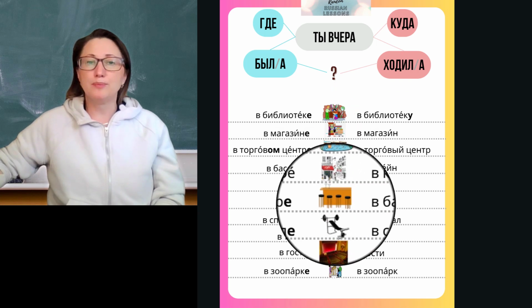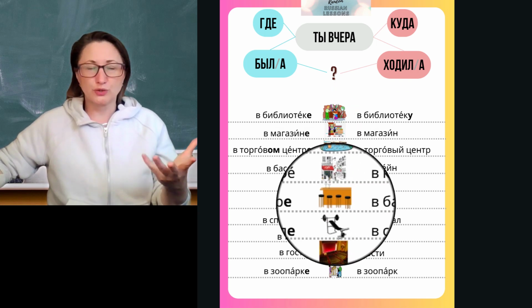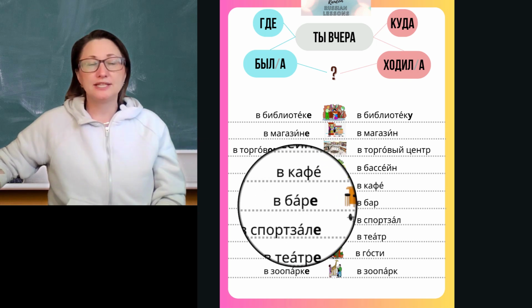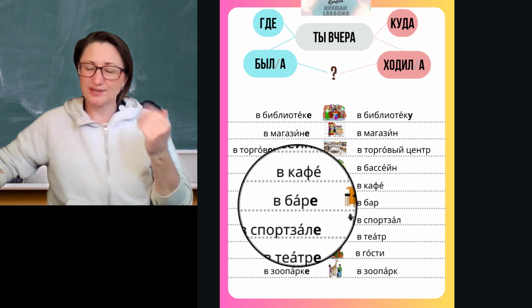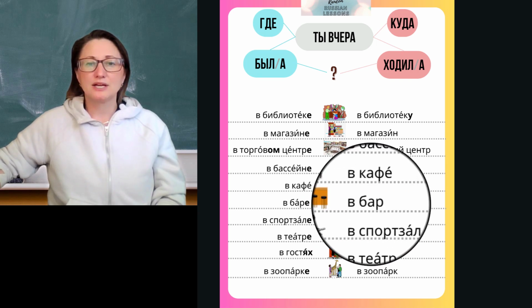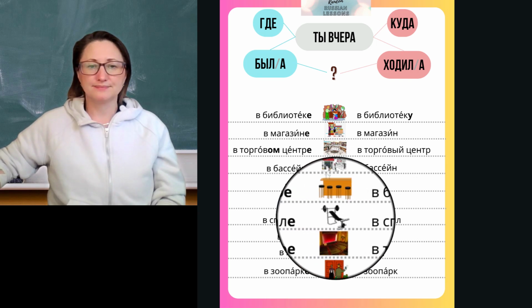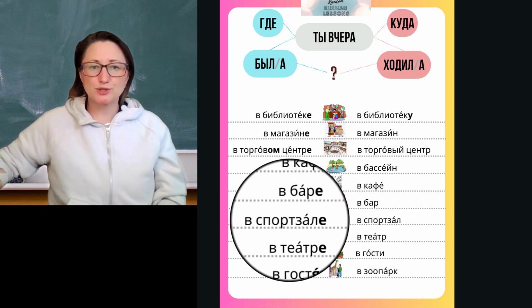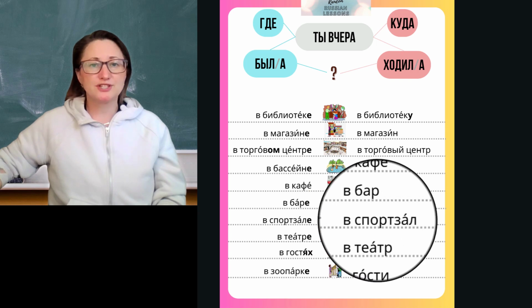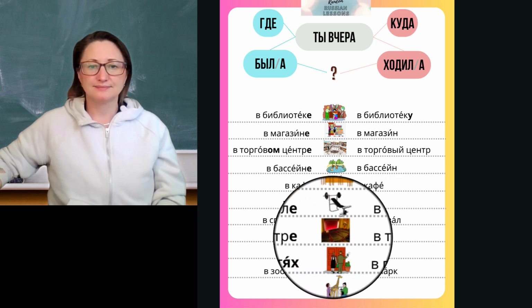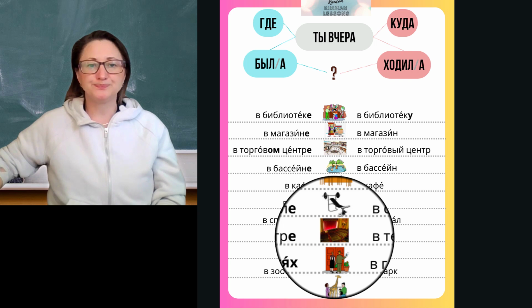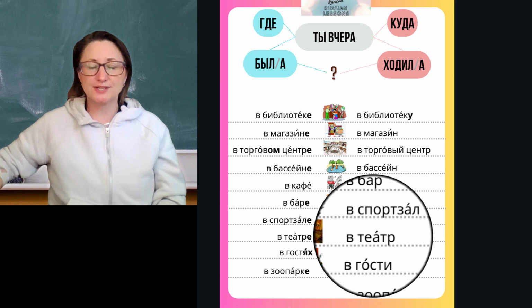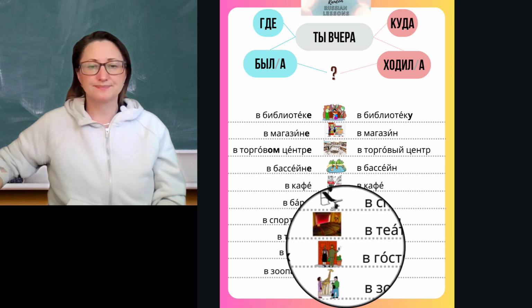Okay, next we have a bar, a bar where you can go and drink alcoholic drinks. Я была в баре вчера. So here I put вчера at the very end. Вчера я ходила в бар. So here we have the gym. Вчера я была в спортзале. Я вчера ходила в спортзал. Here we have the theater. Я вчера была в театре. Я вчера ходила в театр.